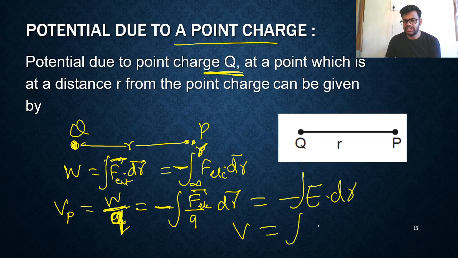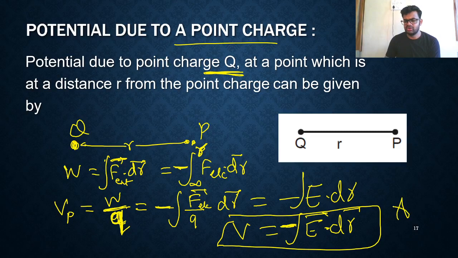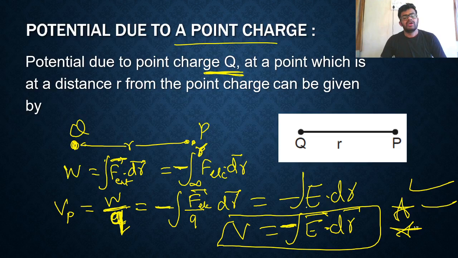V is equal to minus the integration of E dot dr. This formula you need to remember. If you remember this formula, you can solve any question. I have just derived this formula, so you need to remember it. V is equal to minus the integral of E dot dr, or you can also say E is equal to minus dV by dr.